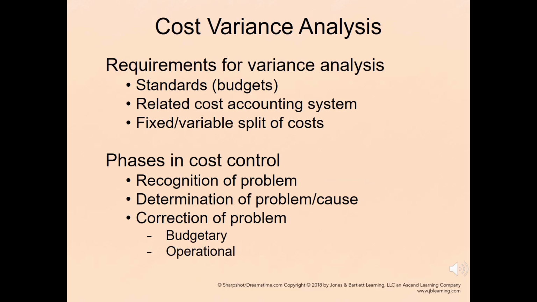The requirements for variance analysis include the standards or the budgets, the related cost accounting system, and the fixed or variable split of costs. The phases in cost control include the recognition of the problem, the determination of the problem or the cause, and the correction of the problem, whether it was budgetary or operational.